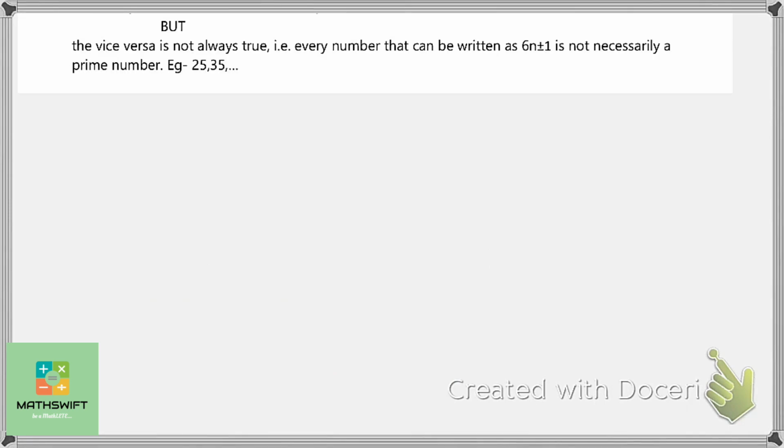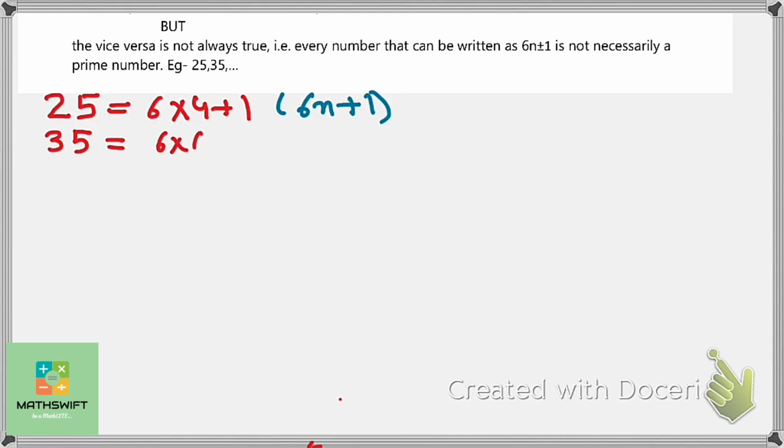But the vice versa is not always true. That is to say, every number that can be written as 6n plus minus 1 is not necessarily a prime number. Example 25. Now 25 can be written as 6 times 4 plus 1, that is 6n plus 1, but we know that 25 is not a prime number. Similarly, 35 can be written as 6 times 6 minus 1, that is of the form 6n minus 1, but we know that even 35 is not a prime number.